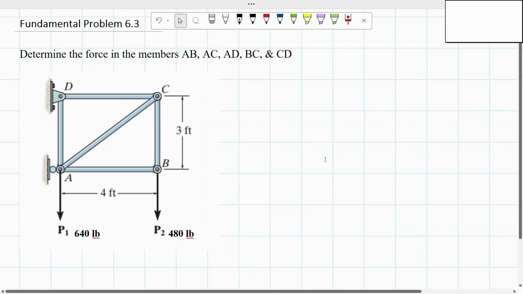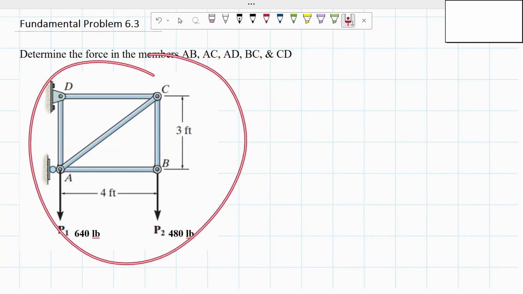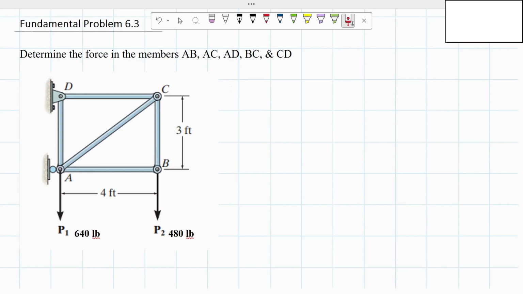Hello everyone, today we're going to be working on fundamental problem 6.3, and this problem is asking us to determine the forces in the members AB, AC, AD, BC, and CD. As you can see in the figure, we have two forces at point A and point B with values of 640 pounds and 480 pounds.